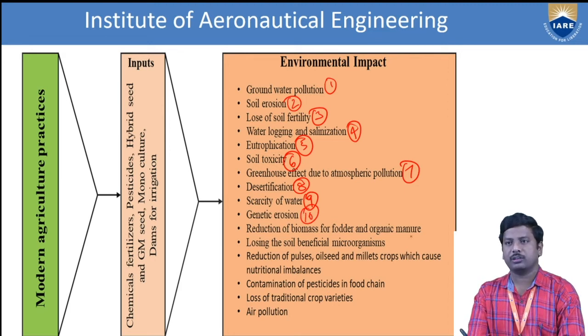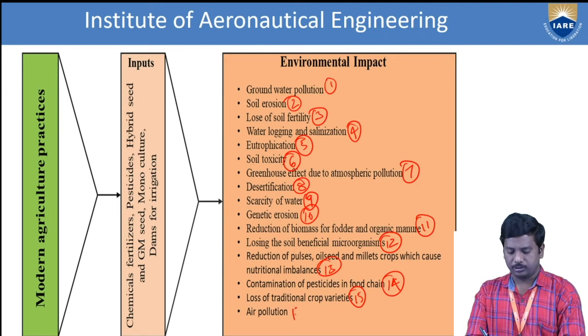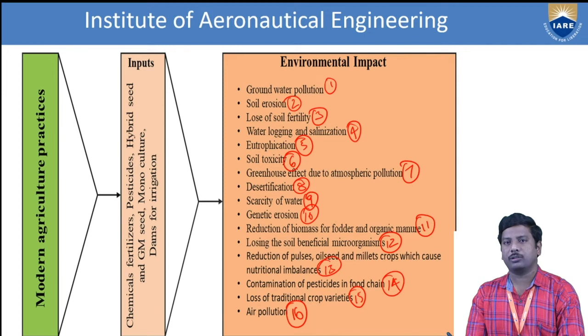Eleventh, reduction of biomass for fodder and organic manure. Twelfth, loss of soil beneficial microorganisms. Thirteenth, reduction of pulses, oil seed and millet crops, which causes nutritional imbalances. Fourteenth, contamination of pesticides in the food chain. Fifteenth, loss of traditional crop varieties. And sixteenth, finally, air pollution. Totally 16 environmental impacts are observed from modern agricultural practices. These are very important in order to control modern agriculture practices.